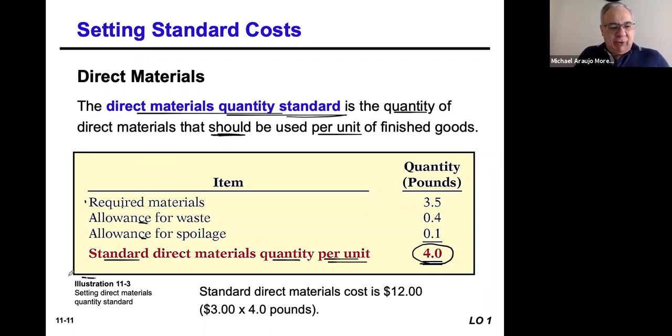So now we actually have a standard direct material cost. We have $3 per pound as the standard cost per pound, and we're going to be using a standard of 4 pounds per unit. That's what should be used, and that's what it should cost. So the total standard cost for direct materials is $12 per unit.